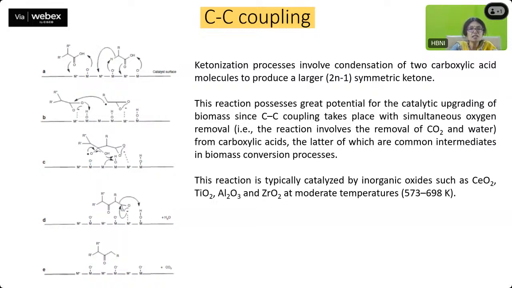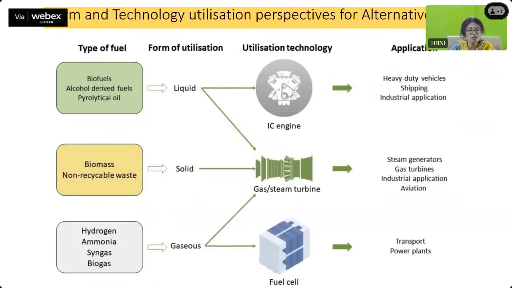This reaction is typically catalyzed by inorganic oxides such as ceria, cerium oxides, titanium oxides, aluminium oxides, and zirconium oxides at a very moderate temperature. So these are the C-C coupling reactions or molecular weight adjustment reactions which you can have in case of biomass. If you look into the different types of fuels, like biofuels, alcohol-derived fuels, or pyrolytic oils, you are using them in the form of liquid. You can use them in internal combustion engines, and the application can be in heavy-duty vehicles, shipping, and industrial applications.